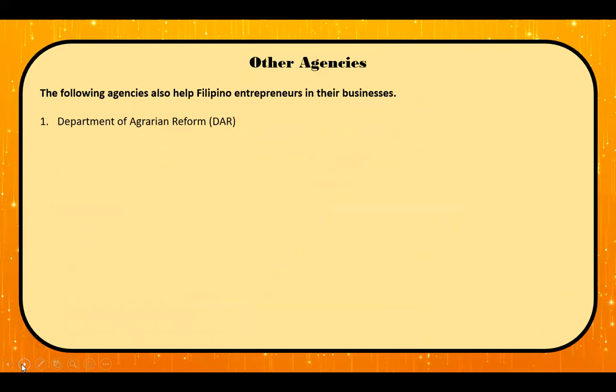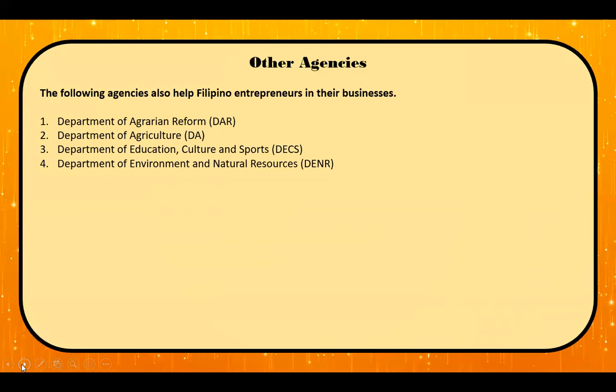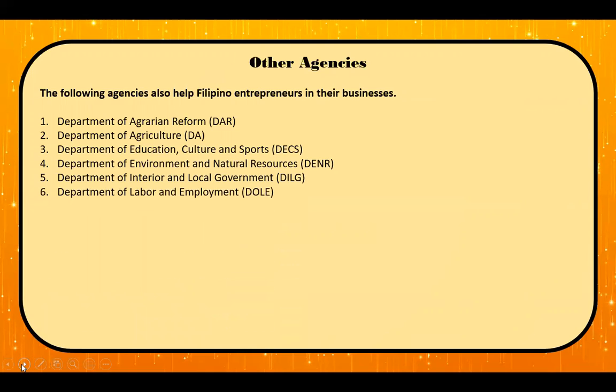So we have Department of Agrarian Reform, or DAR. We also have Department of Agriculture, DA. We have the Department of Education, Culture and Sports, or DECS. We have the Department of Environment and Natural Resources, DENR. We have Department of Interior and Local Government, DILG. We have Department of Labor and Employment, or DOLE. We have Department of Social Welfare and Development, DSWD.